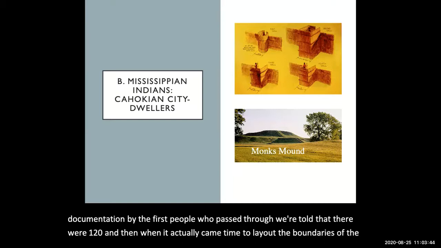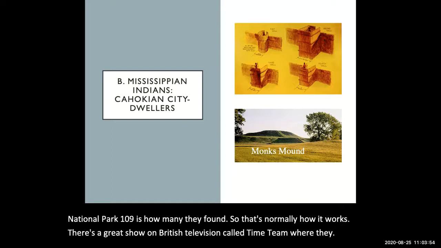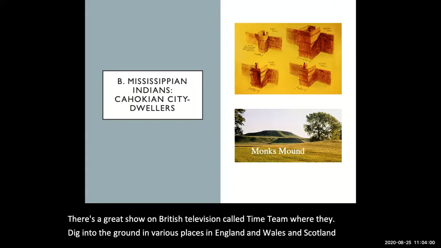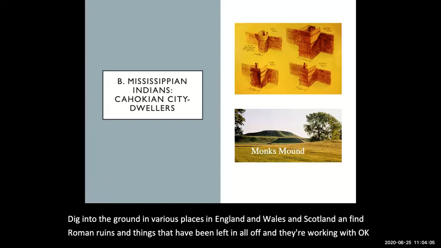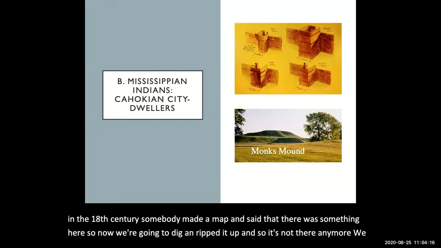There's a great show on British television called Time Team, where they dig into the ground in various places in England and Wales and Scotland and find Roman ruins and things that have been left. And often they're working with, okay, well, in the 18th century, somebody made a map and said that there was something here. So now we're going to dig. And oops, tractors ripped it up. And so it's not there anymore. We have no evidence. So I assume it's something like that.